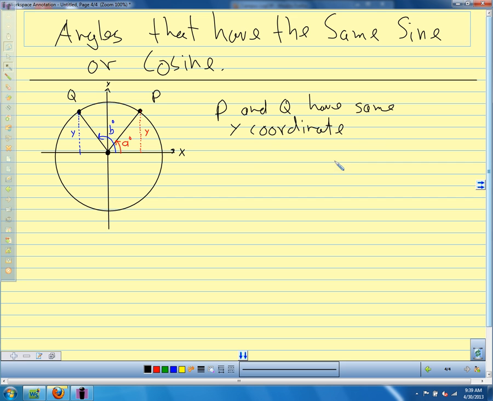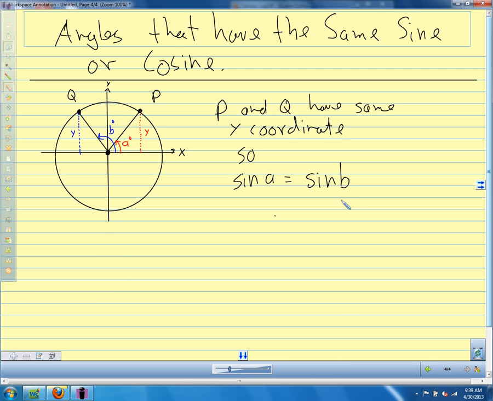So what that tells us is that sine A equals sine B. The sine of angle A and the sine of angle B are exactly the same because they have the same y coordinate. So for any angle that I pick, I can find another angle that will give me the same y coordinate. So I always end up with two angles that have the same y coordinate. When we use an inverse, our calculator only gives us one. So we have to figure out how we're going to find the other one. We'll talk about that in just a second.